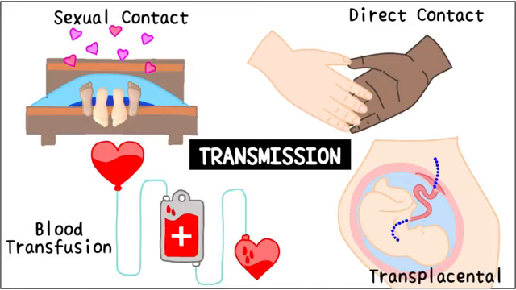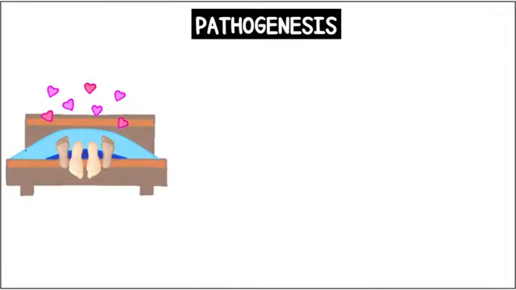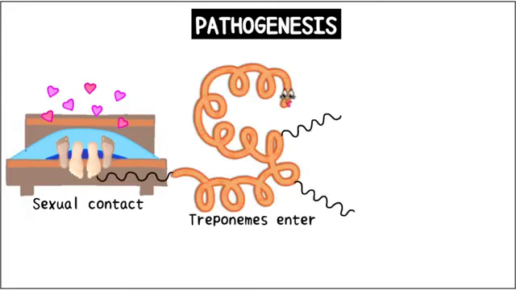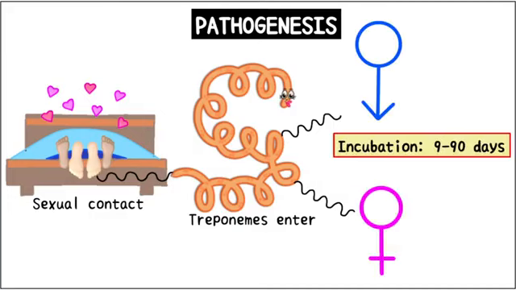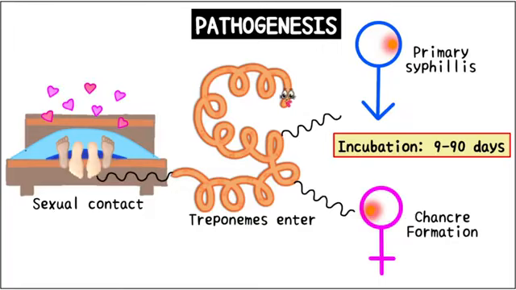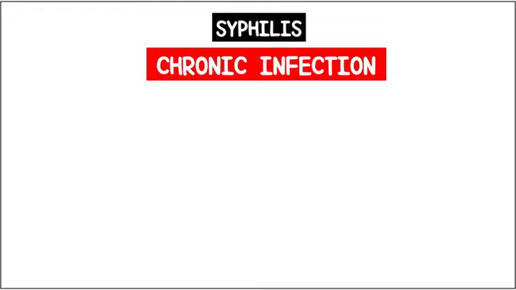The pathogenesis of syphilis is simple. After some form of sexual contact with an infected person, the treponemes enter your body through minute abrasions on the skin or the mucosa. It commonly affects the genitals in both the sexes, that is, males and females. After an incubation period of 9 to 90 days, a hard chancre forms, which is an important characteristic of primary syphilis. Syphilis is a majorly chronic infection ranging from a few days to several decades.